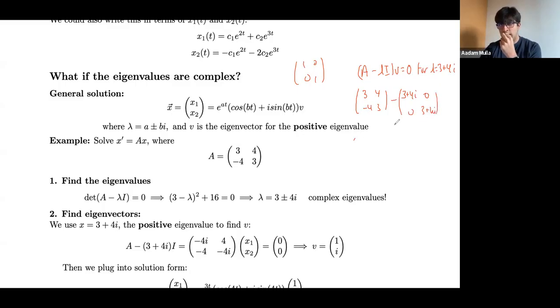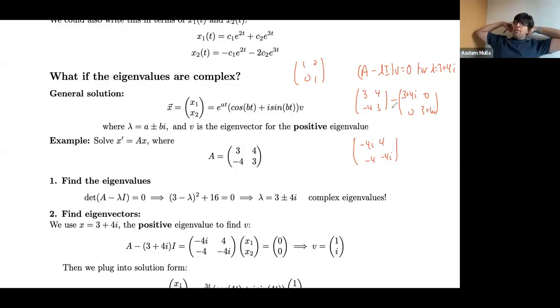So what is A minus lambda I equal to? It's equal to 3 minus 3 minus 4i, so negative 4i. 4 minus 0 is 0. Negative 4 minus 0 is negative 4. And 3 minus that should also be negative 4i. Did I do some math? Sorry, 4 minus 0 is not 0. 4 minus 0 is 4.